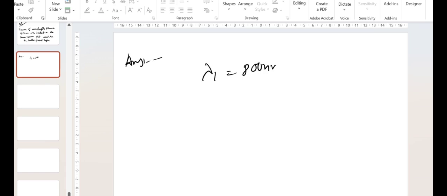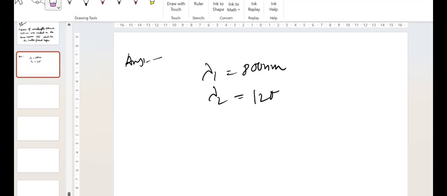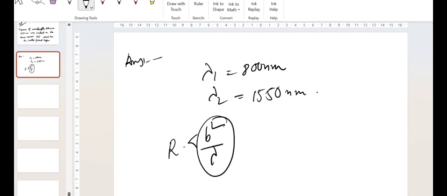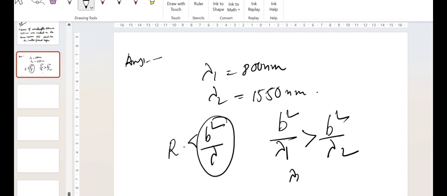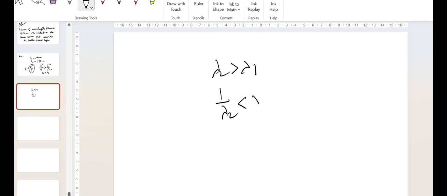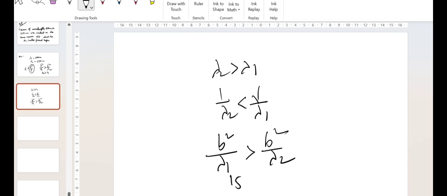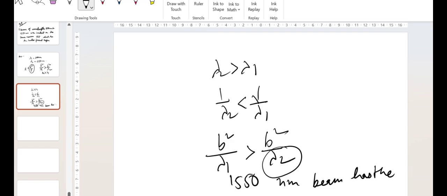So lambda 1 is 800 nanometer, lambda 2 is 1550 nanometer. We know that R needs to be less than b square by lambda, so we can consider this as the Fresnel range. So b square by lambda 1 is greater than b square by lambda 2, because lambda 2 is greater than lambda 1, so 1 by lambda 2 is less than 1 by lambda 1. So the 1550 nanometer beam, lambda 2, has the smaller region.